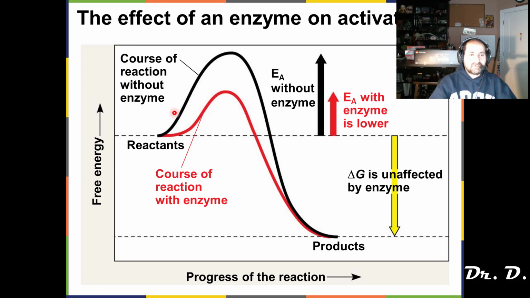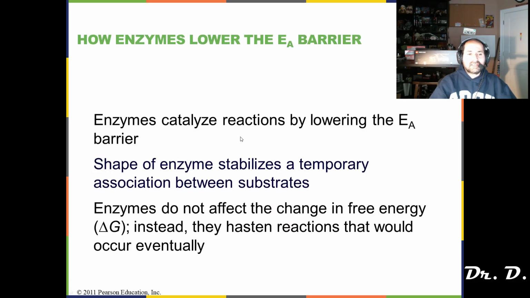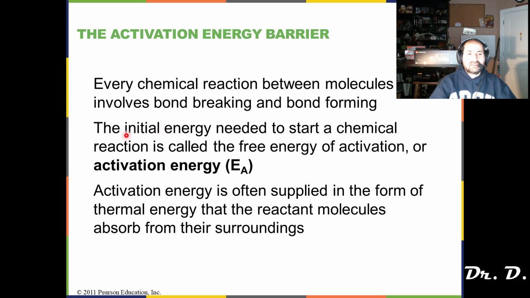So what is this speed bump then? What is this black line, and why does it go up into this hill? I call it a speed bump, an energetic speed bump. That's the activation energy. Remember what activation energy means: the initial energy needed to start a chemical reaction.